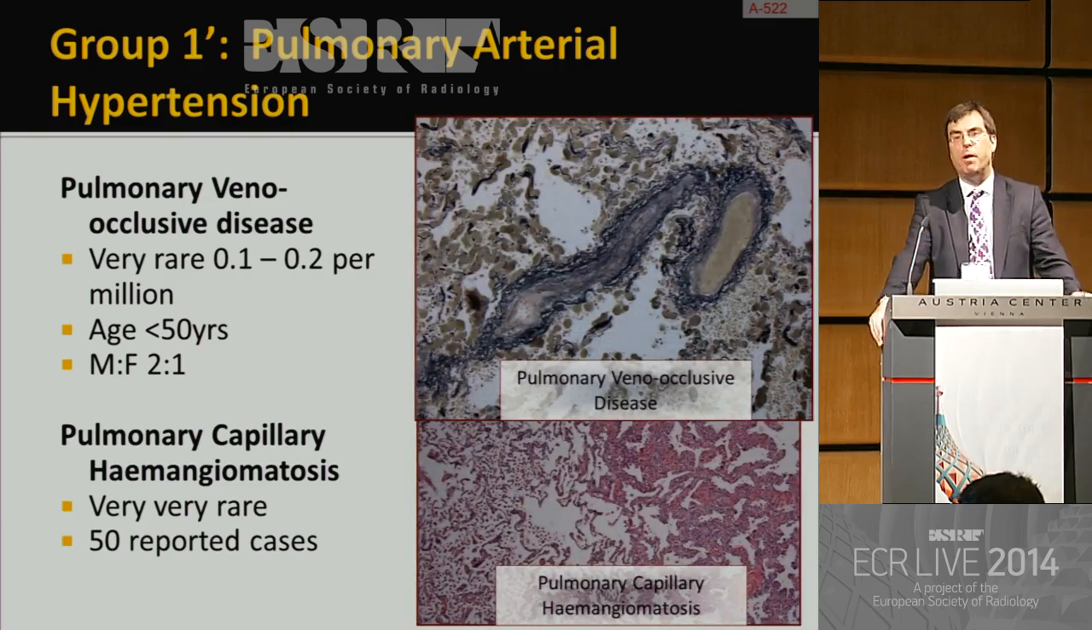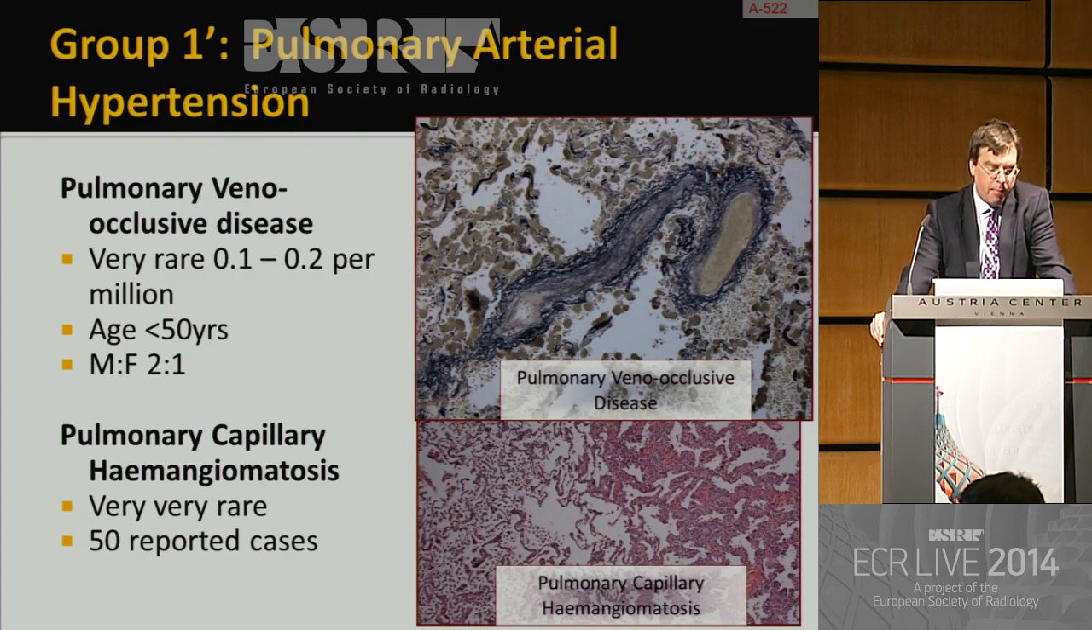Moving on now, a bit further down the pulmonary circulation, staying on small vessel diseases, but we're moving on to veno-occlusive disease and pulmonary capillary hemangiomatosis, so-called 1' diseases. Veno-occlusive disease affects predominantly the small venules, resulting in fibrosis of those vessels, occlusion of them, thrombosis, and capillary engorgement. Pulmonary capillary hemangiomatosis results in proliferation of the capillaries. Both of them cause pulmonary hypertension. Both of them are very uncommon.